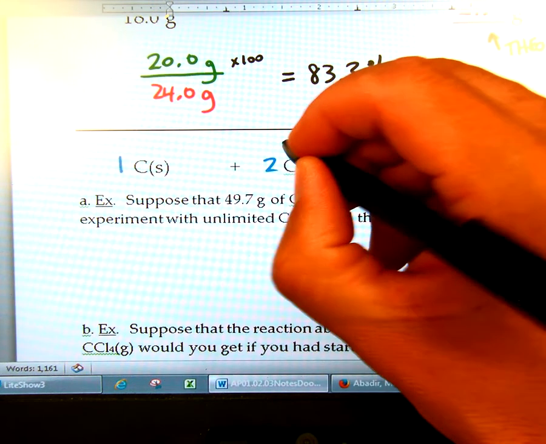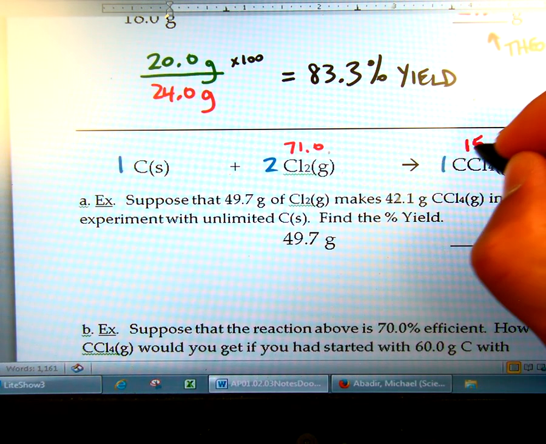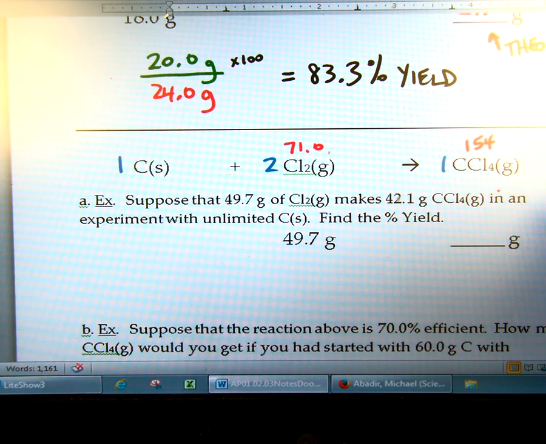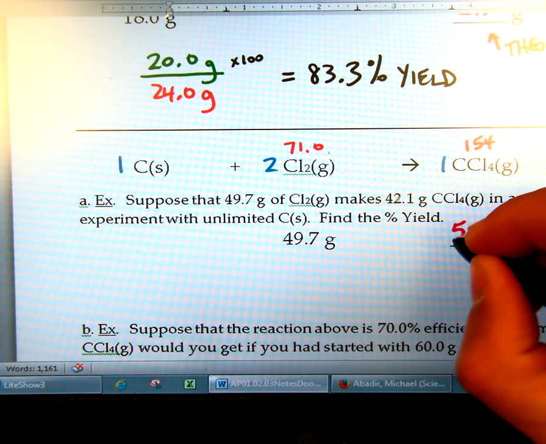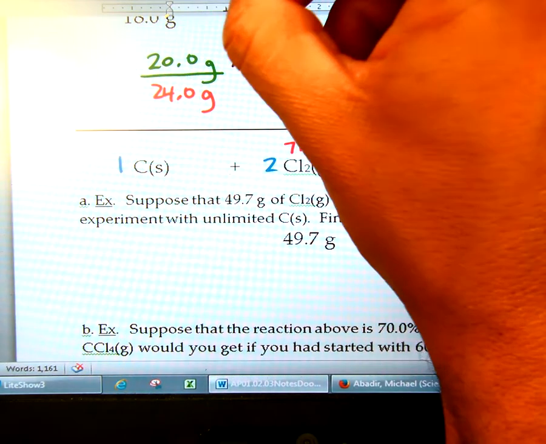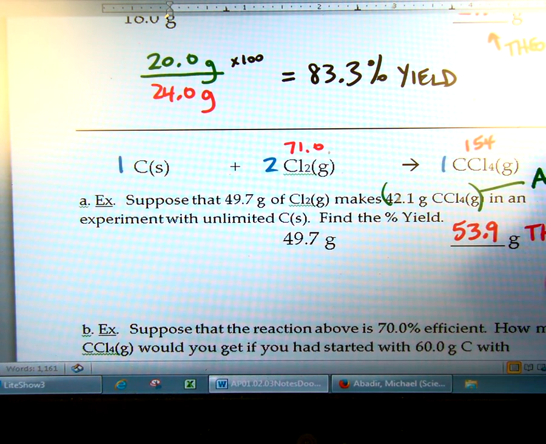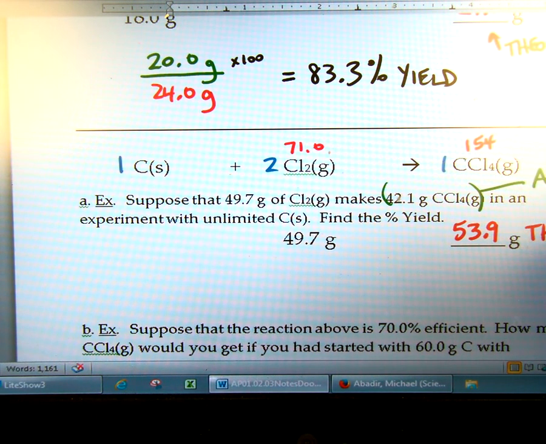So this is 71. This is 154. When you add it all up, we're going to use big bridge. So 49.7 divided by 2 divided by 71 times 154 times 1 is 53.9. So you were supposed to make 53.9. Again, that's the theoretical. However, the actual, or experimental, is the 42.1.